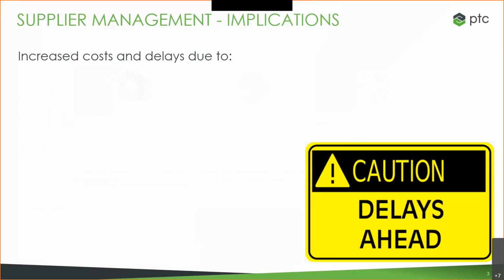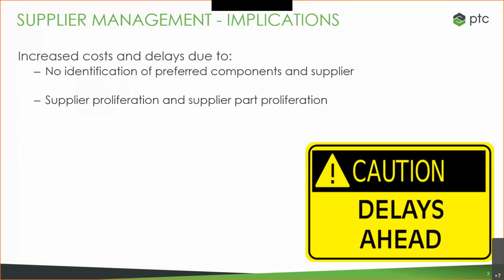And the implications from some of those challenges is that you can have increasing costs and delays because you can't identify the preferred components or who a preferred supplier might be. You have supplier proliferation as well as part proliferation, making it even more difficult as you move down the line to identify those parts again or reuse them.